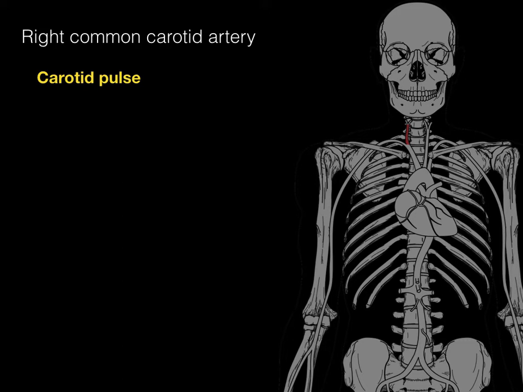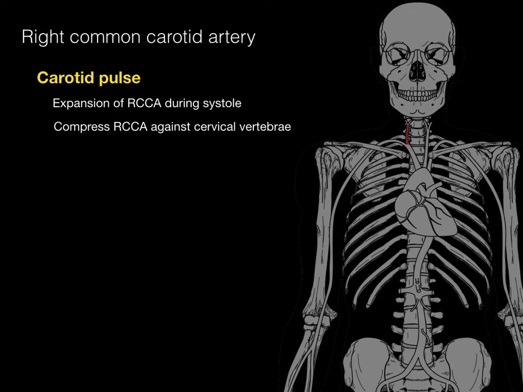And so to talk about some of these pulses, let's first talk about the carotid pulse. And so it's an expansion of the right common carotid artery during systole, or even the left common carotid artery during systole. And you compress the common carotid arteries against the cervical vertebrae.